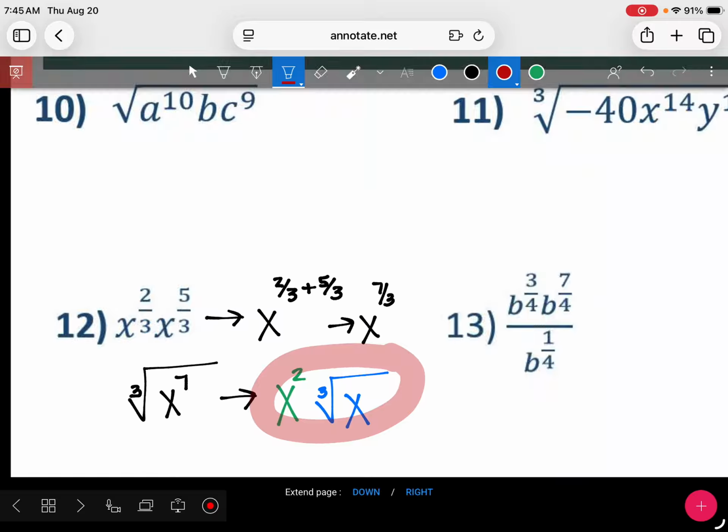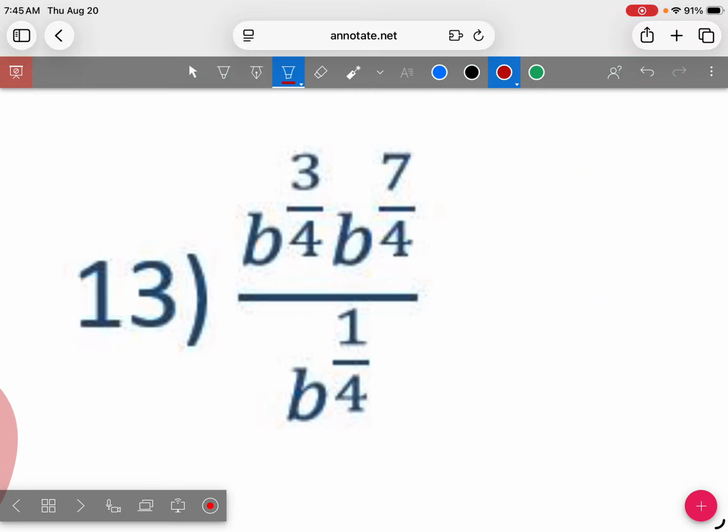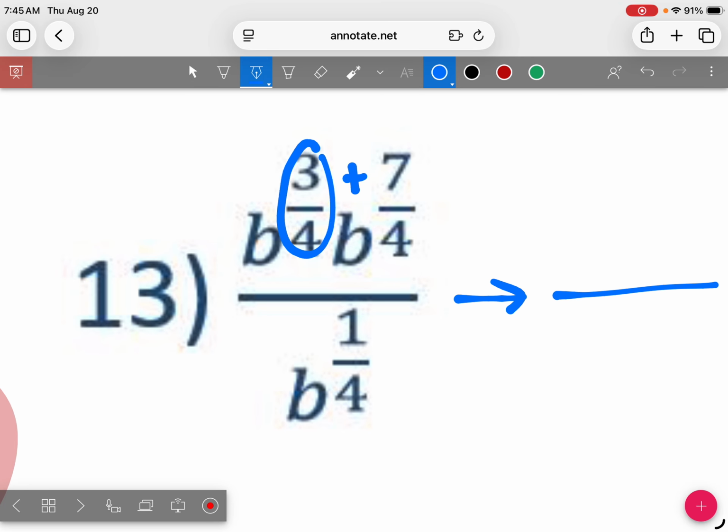All right, number 13. Now it's a little bit more stuff happening. So we're going to start off by adding the numerator. Add these fractions together. We already have our common denominator. I made it easy. Everything has a common denominator.